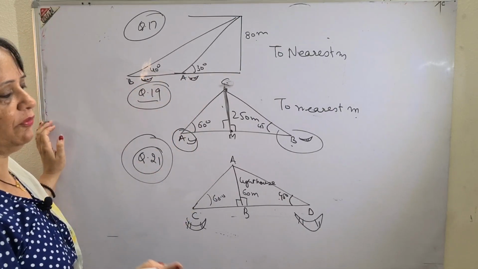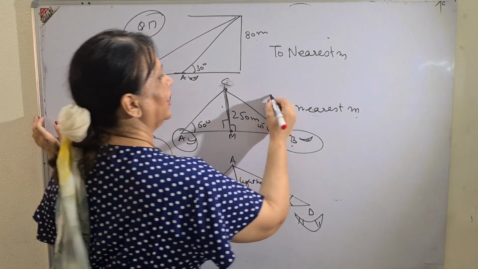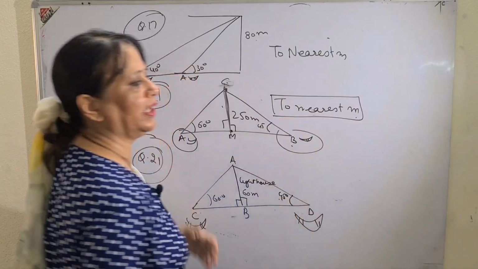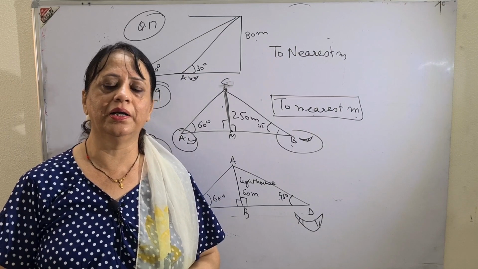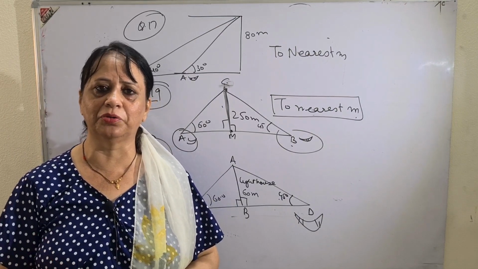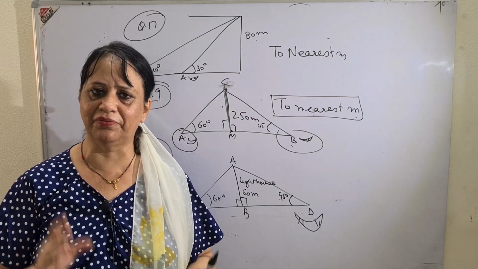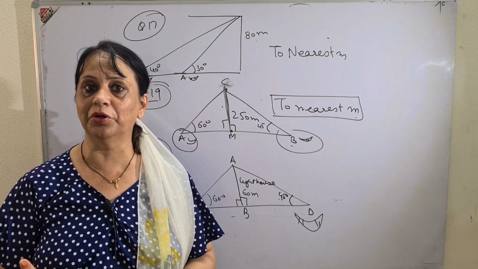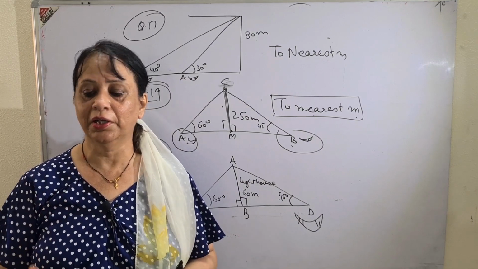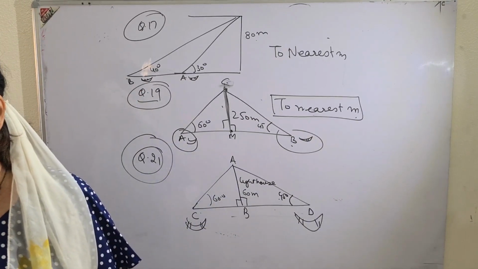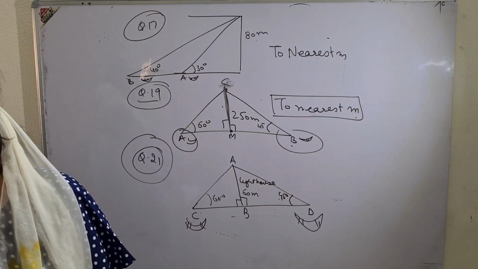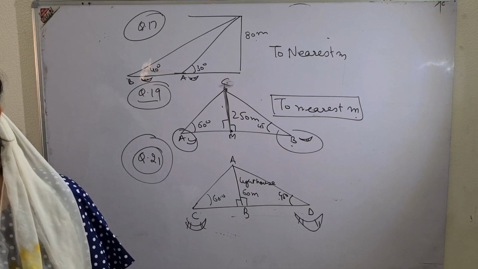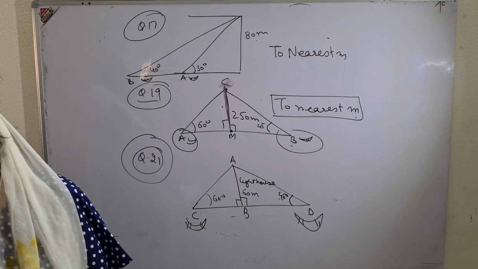One thing again I want to say, that to the nearest meter means you are going to take the integral part. If it is 5 after decimal, you will round off to the next number. If it is less than 5, the same number. Please round off, otherwise 1 mark will be cut, because very clearly it is written, give your answer correct to the nearest whole meter in all the 3 sums, 17, 19 and 21.